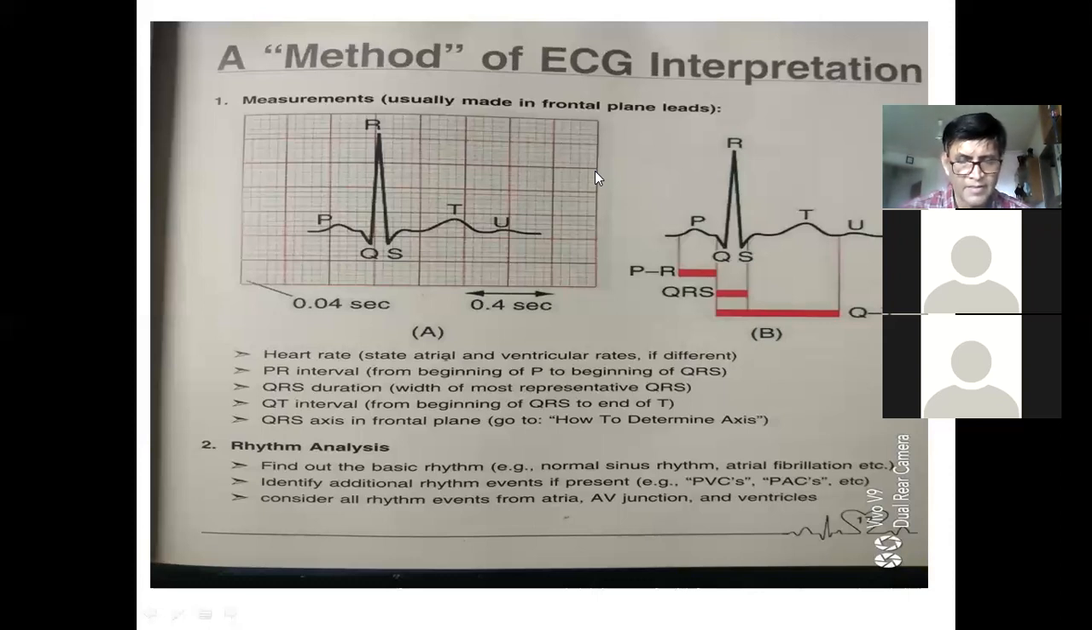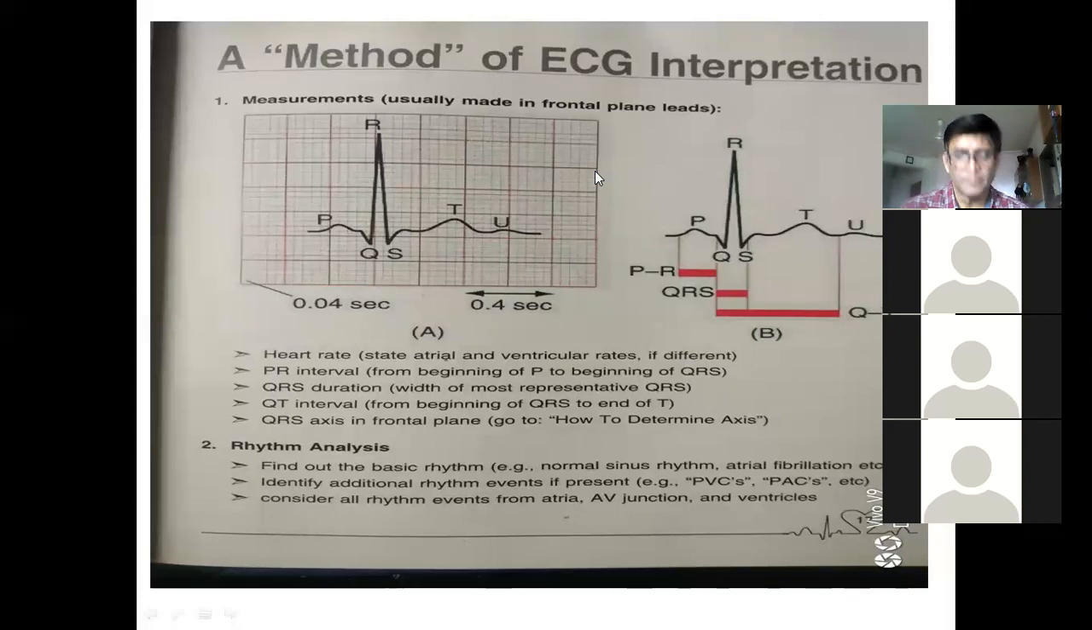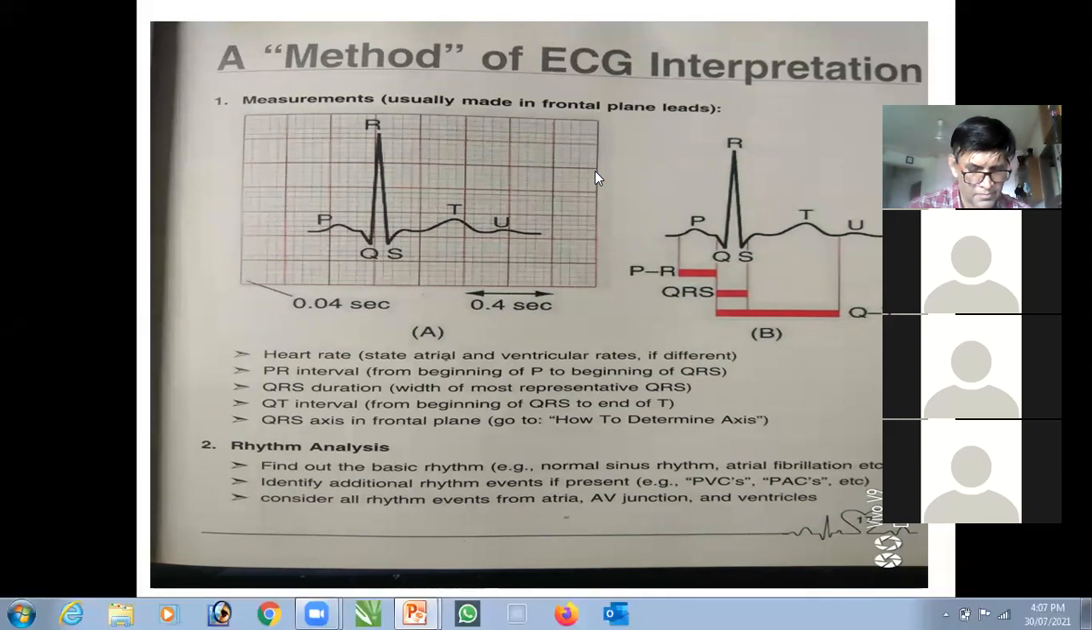If it is 11, then the heart rate is 136. If it is 12, heart rate is 125. If it is 13, 115. If it is 14, 107. If it is 15, heart rate is 100. If it is 16, 94. If it is 17, 88. If it is 18, 83. If 19, 78. If the small squares are 20, then heart rate is 75.